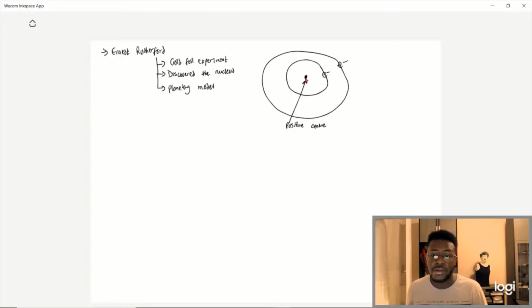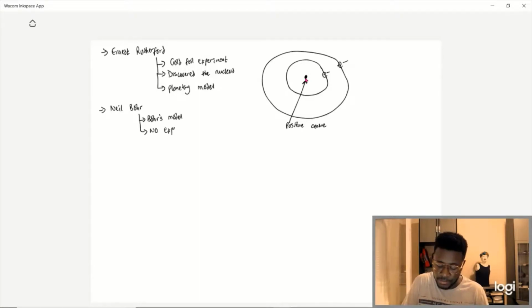Okay, so the next model was given by Neil Bohr. And that's Bohr's model. Bohr did not make any experiments. So no experiments. Bohr's model was because it was trying to explain certain things that Rutherford's model was not able to explain.